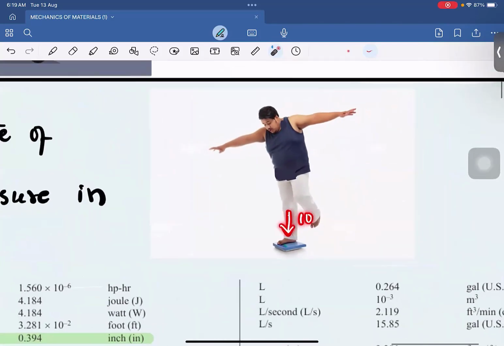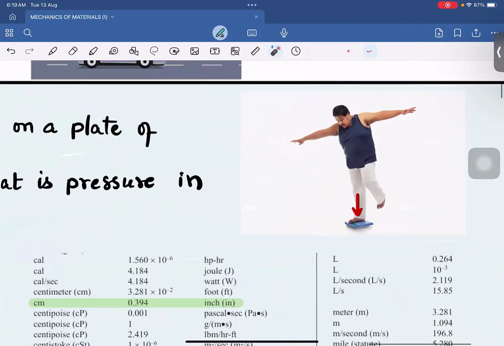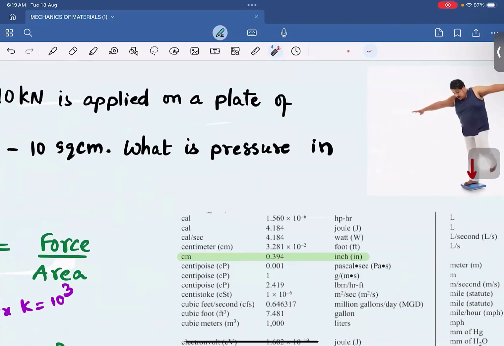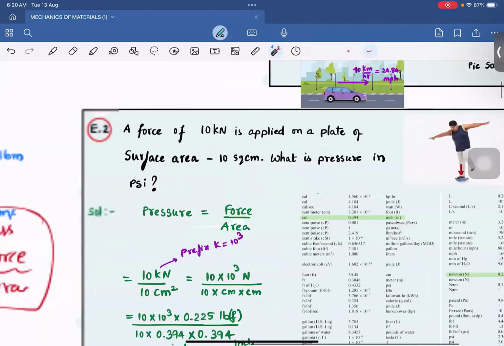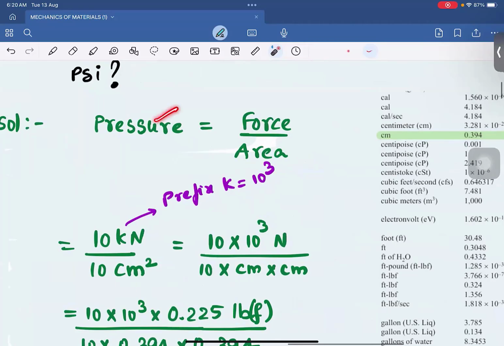Here 10 kilonewton of load is acting on a plate. Suppose the weighing machine is a plate. It has 10 square meter area. So what is the stress or pressure acting? And what is stress versus pressure? That you will come across in the actual subject, and I will teach you there. Suppose pressure is equal to force by area.